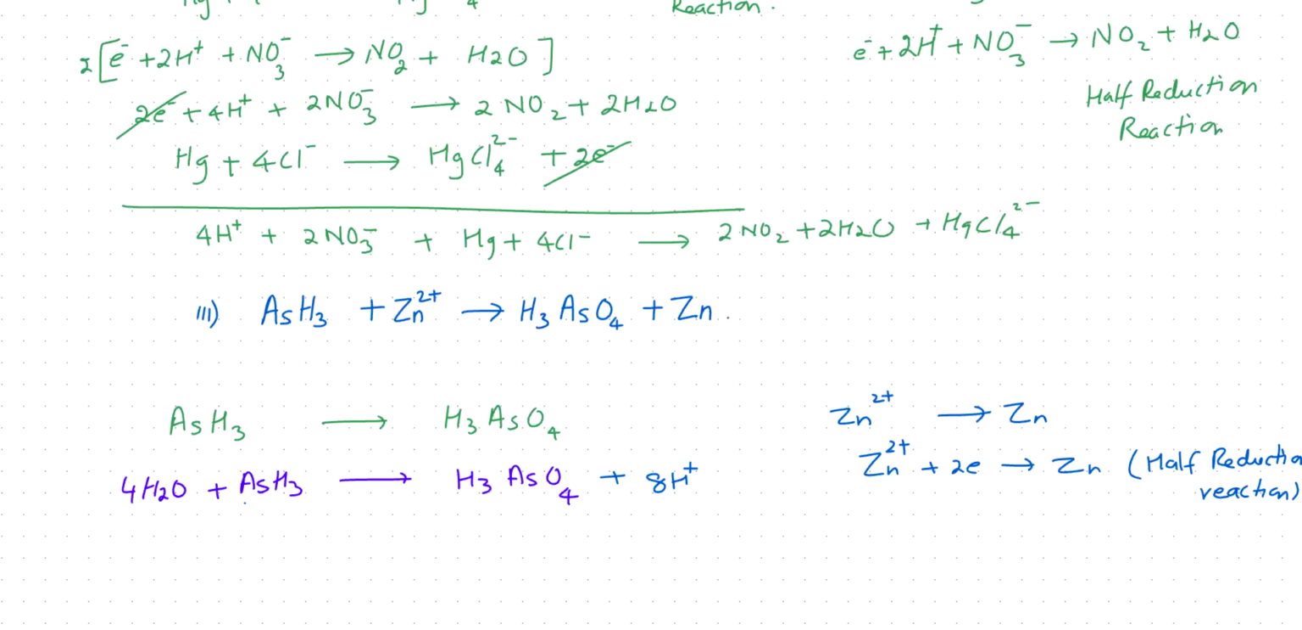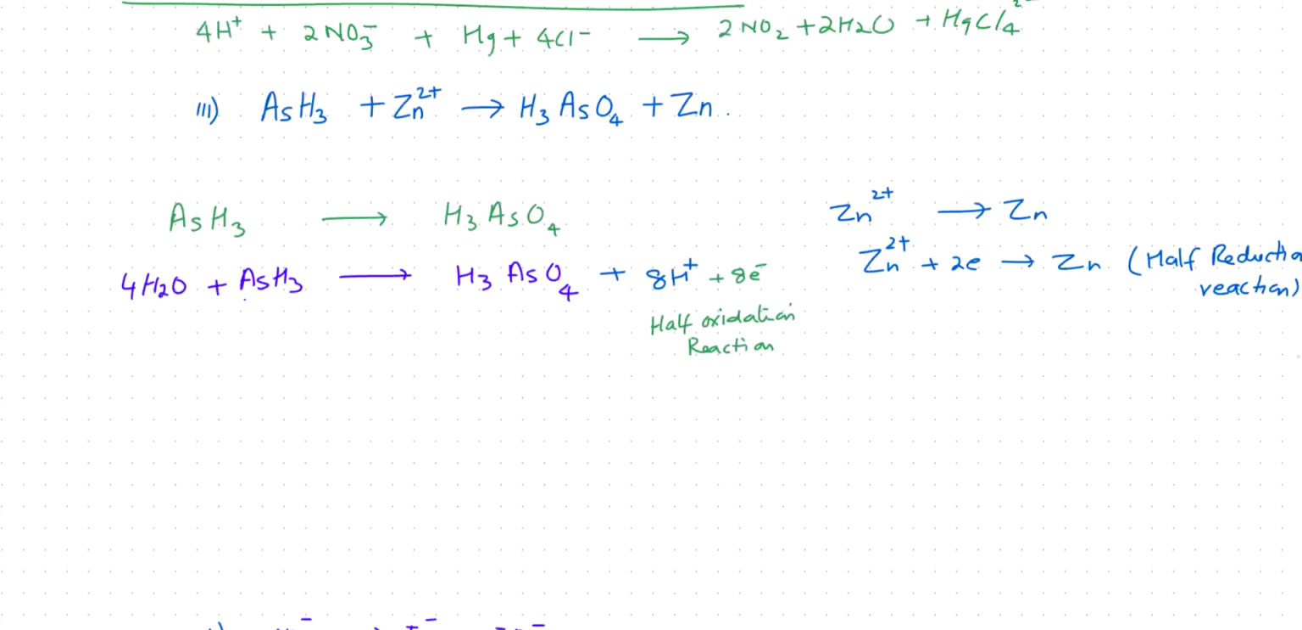Okay, last step is to balance the charges. So no charge over here, no charge, no charge. We have 8 positive charges. To cancel these 8 positive, we add 8 negative charges. So we add 8 negative charges here. So 8 positive and negative, they make 0. So this is half oxidation reaction. And to write redox reaction, we add the two equations and cancel these electrons.